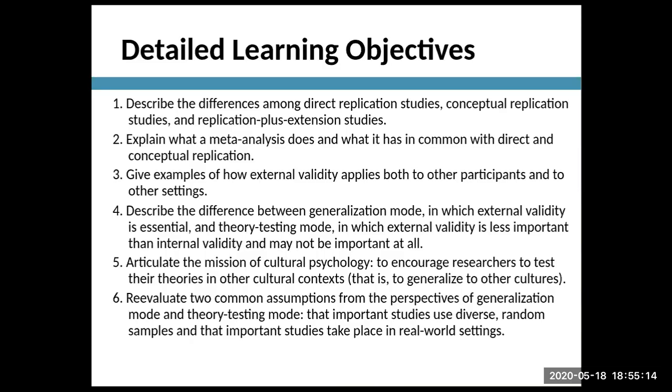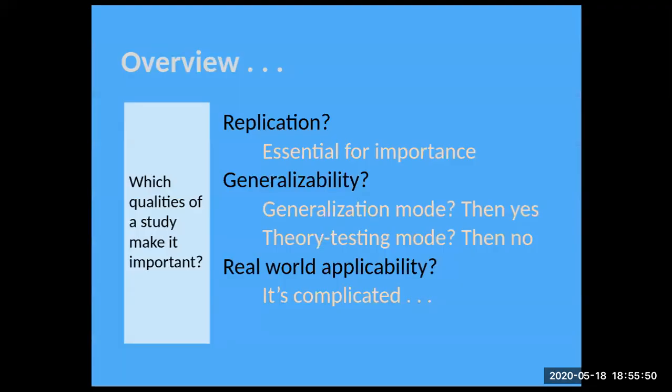Perspectives of generalization and theory testing modes, that all important studies use diverse random samples as best we can, and the important studies take place in real world settings. As much as we covet the lab setting because it allows us to control for many different things that we can't control for in the real world, if we're trying to generalize a concept to something that happens in the real world, then obviously there has to be some real world application and some experiments that are in the real world, right? So let's get into those things.